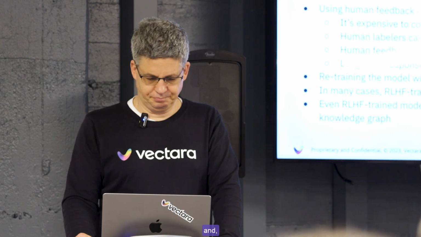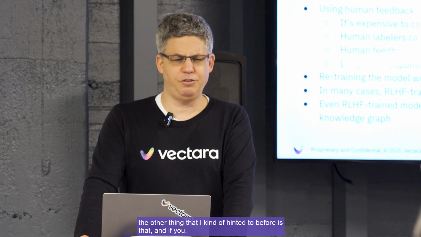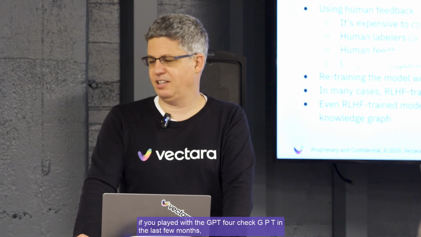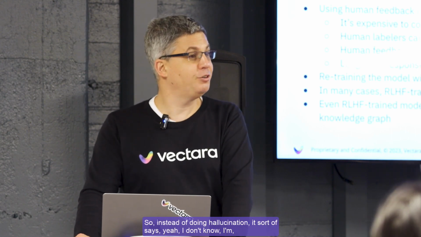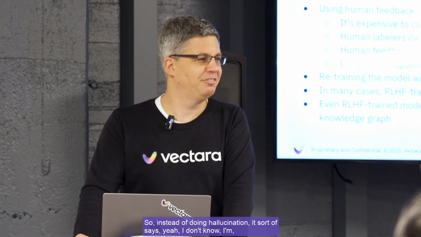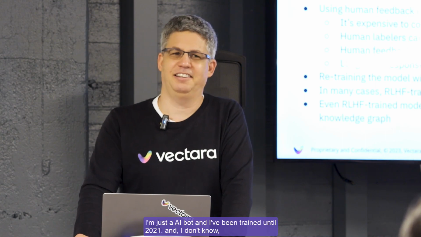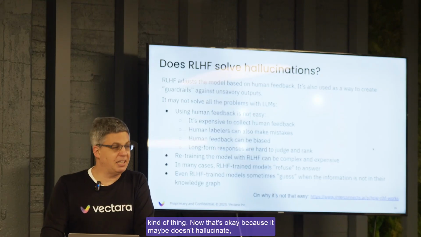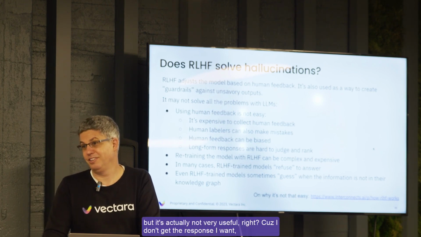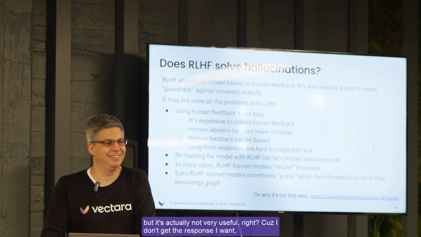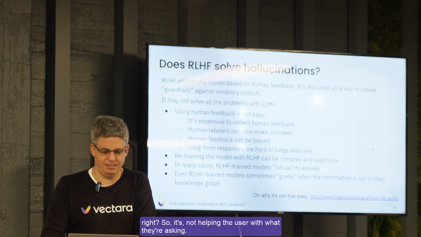The other thing that I kind of hinted at before is that if you play with GPT-4 or ChatGPT in the last few months, you've seen that more and more it kind of refuses to answer. So instead of hallucinating, it sort of says, yeah, I don't know, I'm just an AI bot and I was trained until 2021. Now, that's okay because it maybe doesn't hallucinate, but it's actually not very useful, right? Because I don't get the response I want, so it's not helping the user with what they're asking.